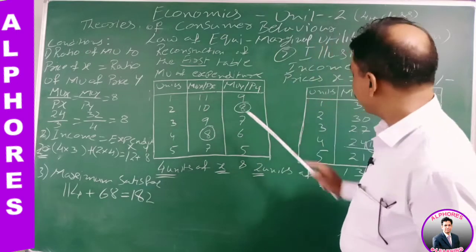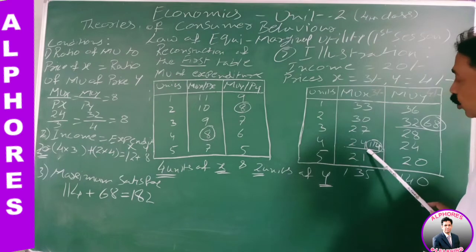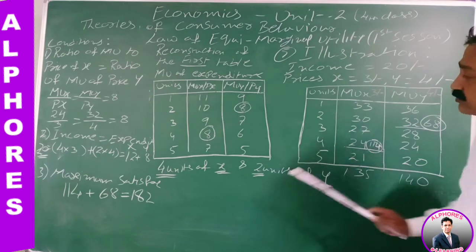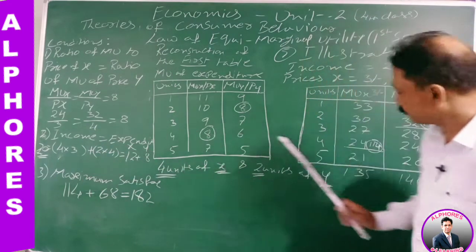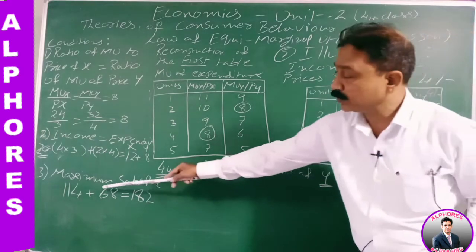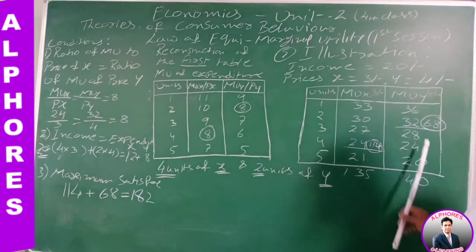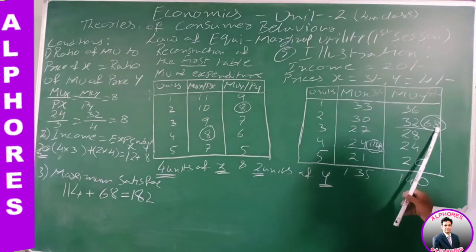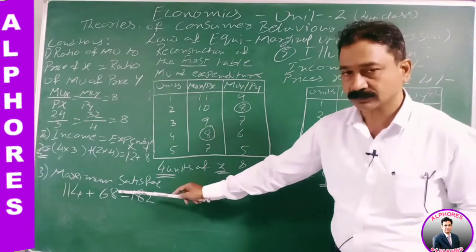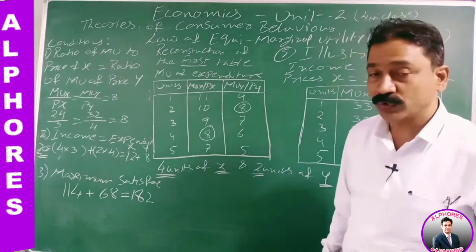See, while he is getting the marginal utilities, by purchasing 4, you will get 114 utils of satisfaction. If you purchase all of those goods, you will get only 135. But by purchasing only 4 commodities, he got 114 utils of satisfaction. Not only that, you can see here, by purchasing 2 commodities, he got 68 utils of satisfaction. With this, he got 182 utils of satisfaction.